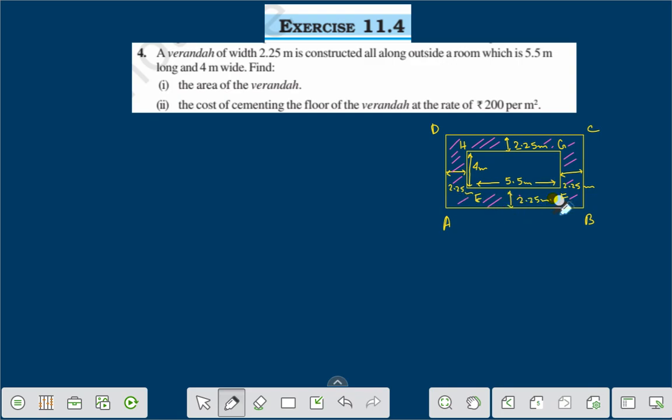Here you see total length is 5.5. That means you have to add 2.25 plus 2.25 to get the length of AB, right? Let us write the length of the room, then find the area of the veranda.